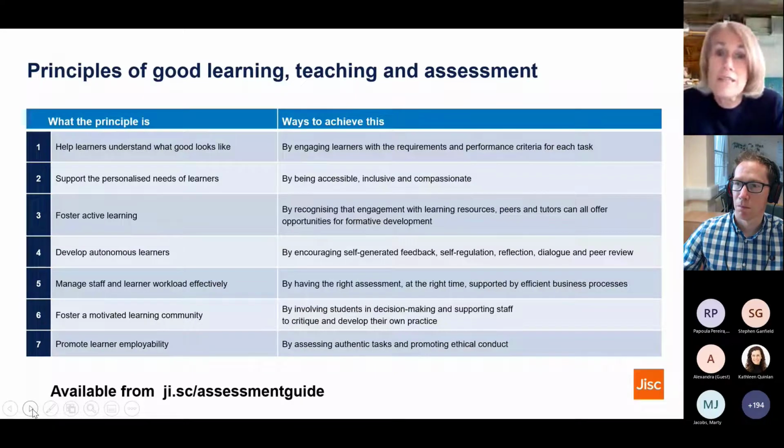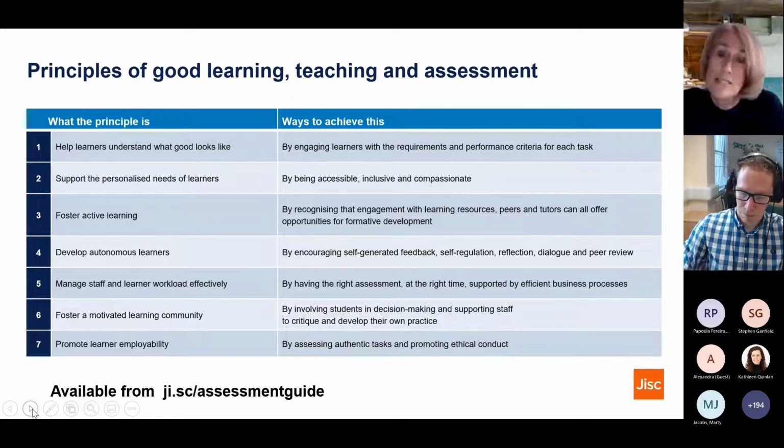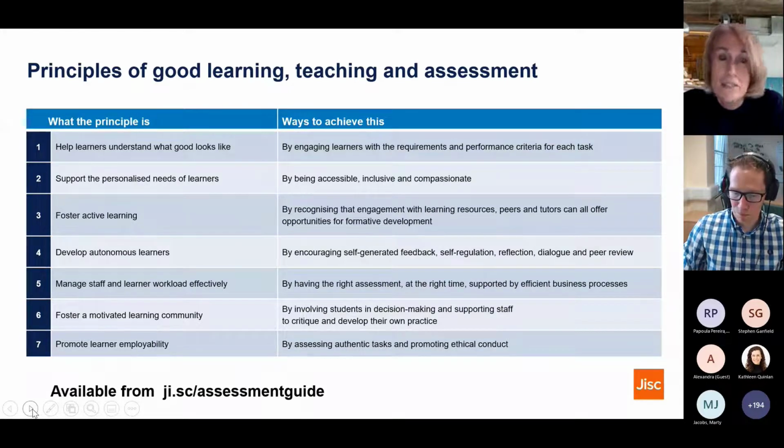So with that in mind, we developed our 7 principles for good learning, teaching and assessment. And these have been developed in consultation with staff across the UK, but also having some contributions from staff in universities in Europe as well. And they've been well tested, I think. I've been doing many workshops around the country, and when I share these, they do tend to align, I think, with a lot of the principle-based approaches that many universities are using at the moment.